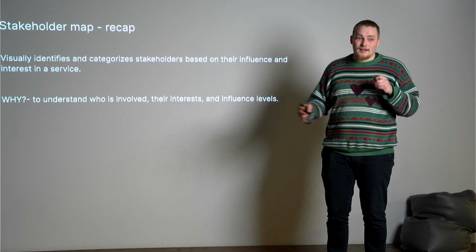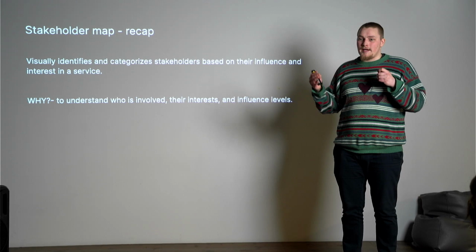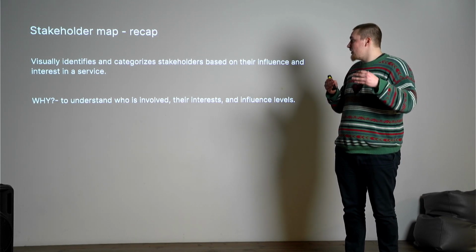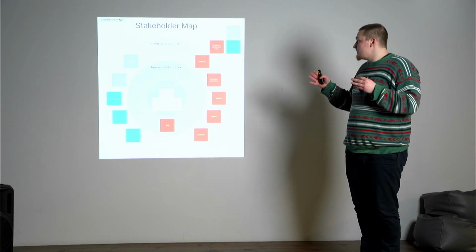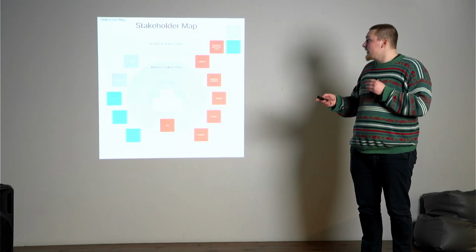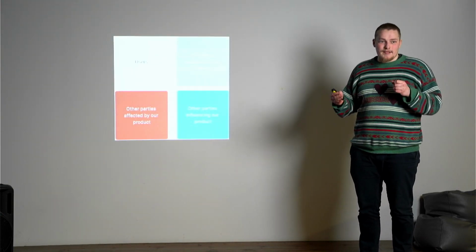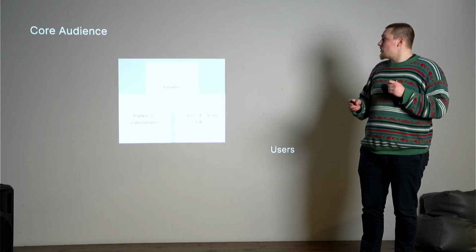Stakeholder map. What is it? In theory, basically it's a tool to help understand at what phase what users are interested in, sort of categorize them. This is the whole map that we made, and this is the key to the map to understand which is what node. So let's move on.